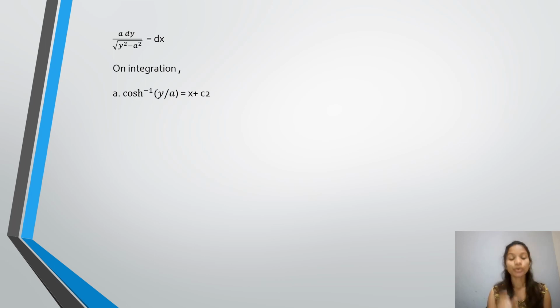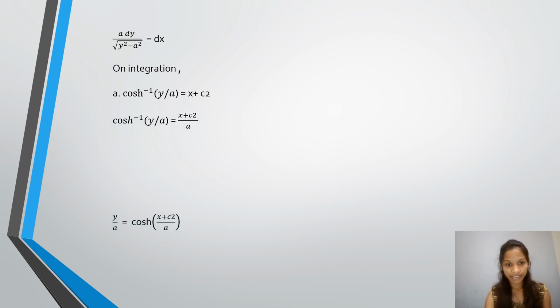So a into the integration of dy divided by root of y square minus a square is cosh inverse of y by a. This is the standard formula in integration. Remember, the integration of dy divided by root of y square minus a square is cosh inverse of y by a, which equals, again, the integration of 1 into dx. If any number is not there, then we consider 1 is there. So 1 into dx is x, the standard formula in integration, that is x plus the integration constant c2.